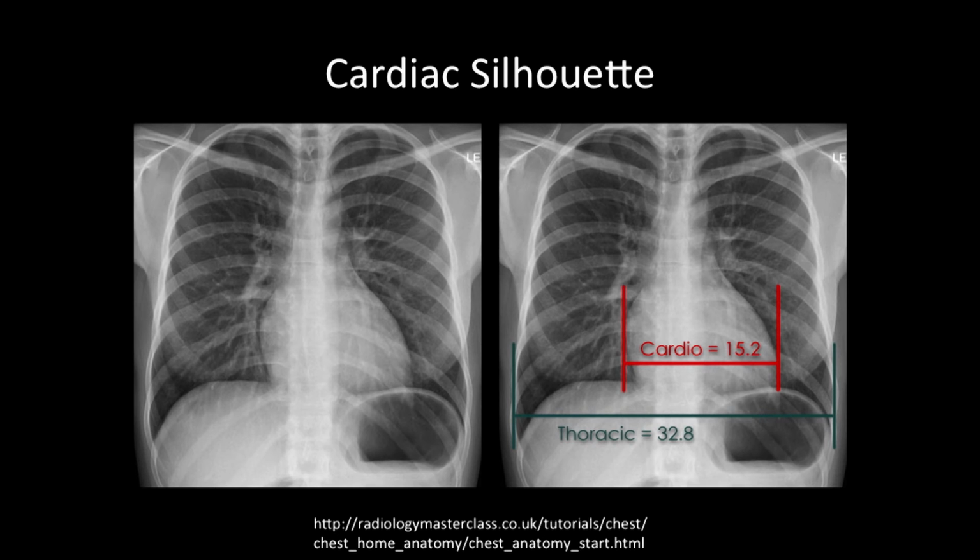So as we can see on this projection, the cardiac silhouette is about half that of the thoracic diameter. Roughly half would be normal, greater than half would be concerning. Again, depending on the type of projection we're talking about, on the AP film, the heart is generally going to look larger than on the PA projection.